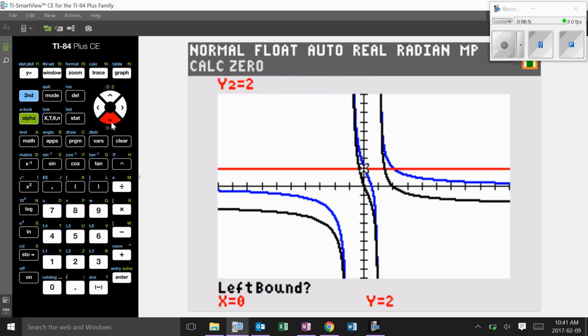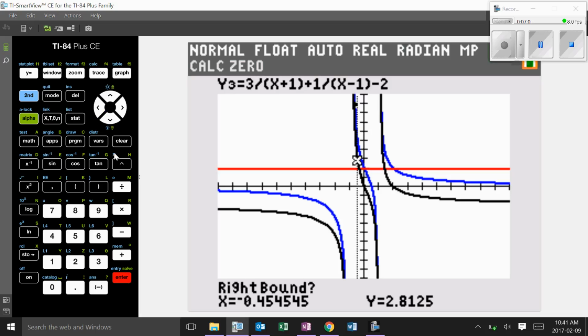So we need to scroll, use the down to get to y3, which is looking at black, and we want to go to the left of that x-intercept, which is there, and then scroll to the right to get to the right of that black, where that black curve intersects the x-axis. And so now it's saying take a guess at the x-intercept that is between these two boundaries that we've set out, those two dotted lines, and we'll hit enter, and there's that x-intercept.